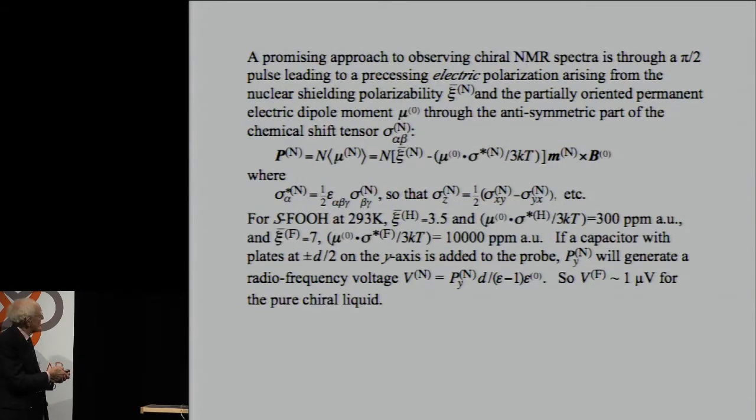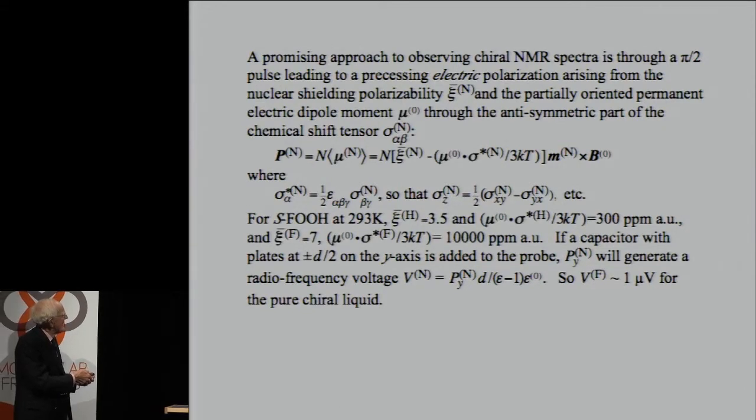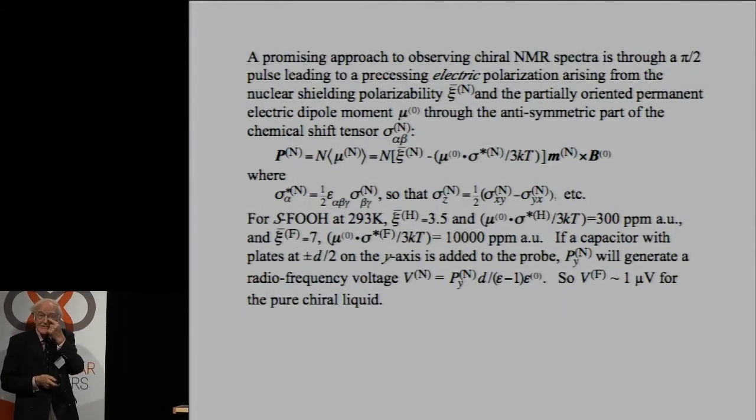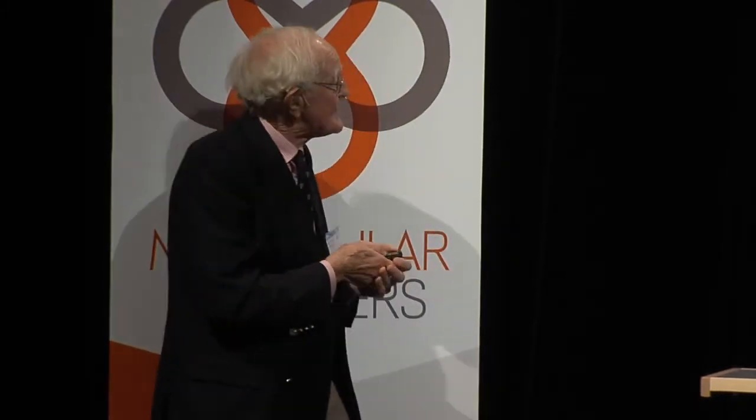Here's the antisymmetry in the nuclear shielding tensor, and I've called it sigma star. So there's the term I was talking about before, the distortion term giving an oscillating dipole induced by the nuclear spin in the presence of the magnetic field. But this is the temperature-dependent orientation term, and you see it depends on the antisymmetry of the nuclear shielding. Antisymmetry: XY is different from YX.